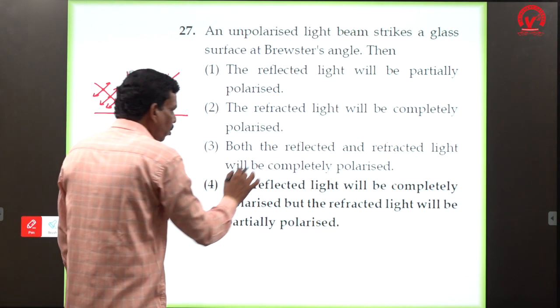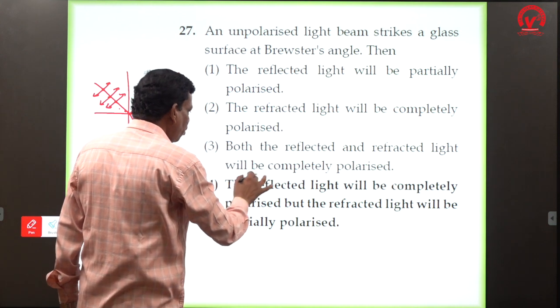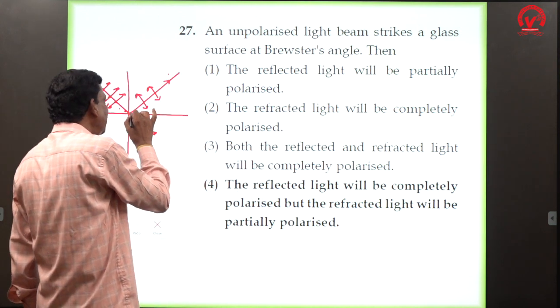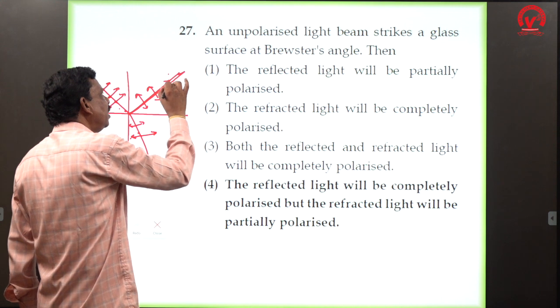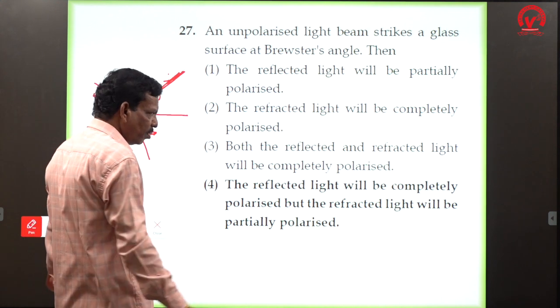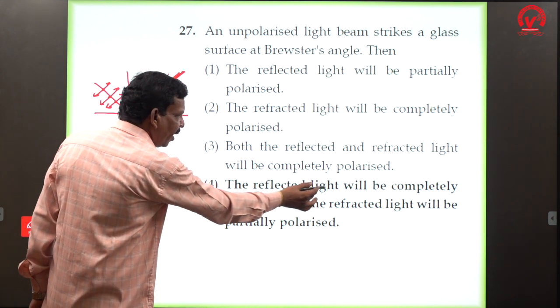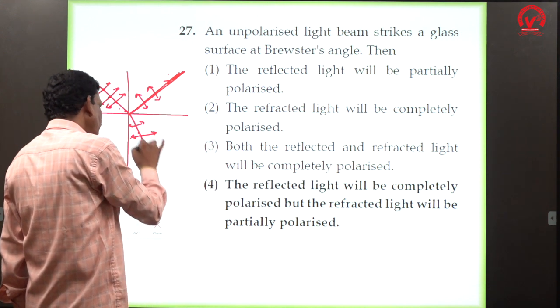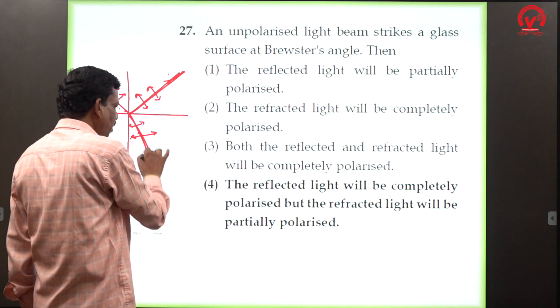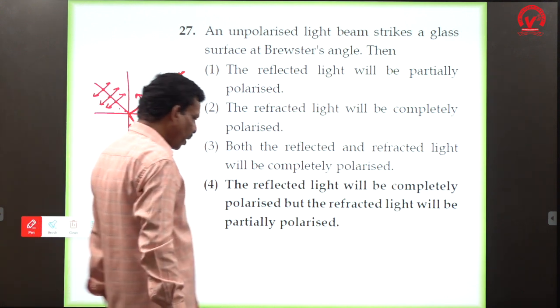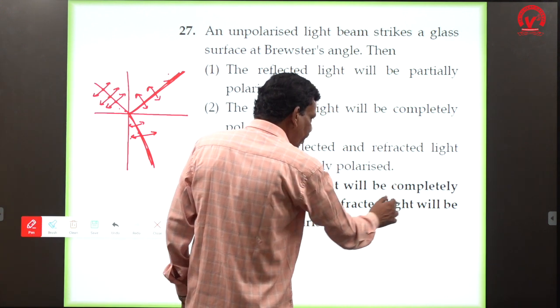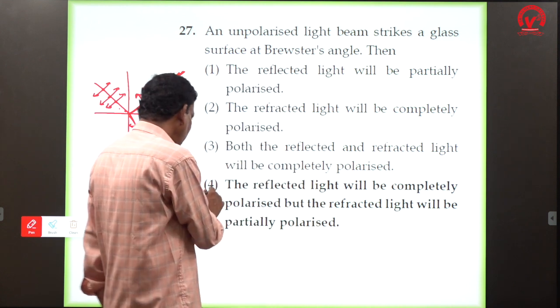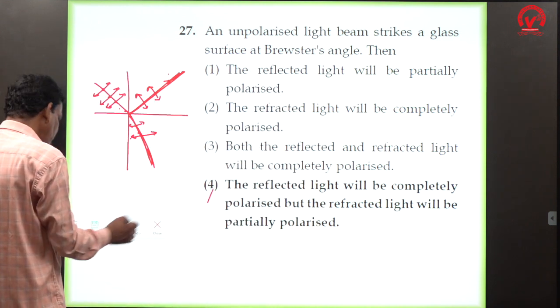So at Brewster's angle, the reflected light will be completely polarized, and the refracted light will be partially polarized, correct? Refracted light will be partially polarized. Option number 4.